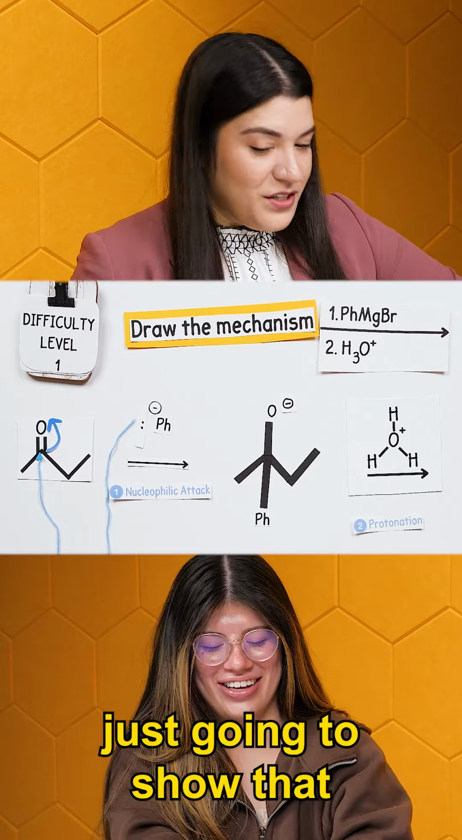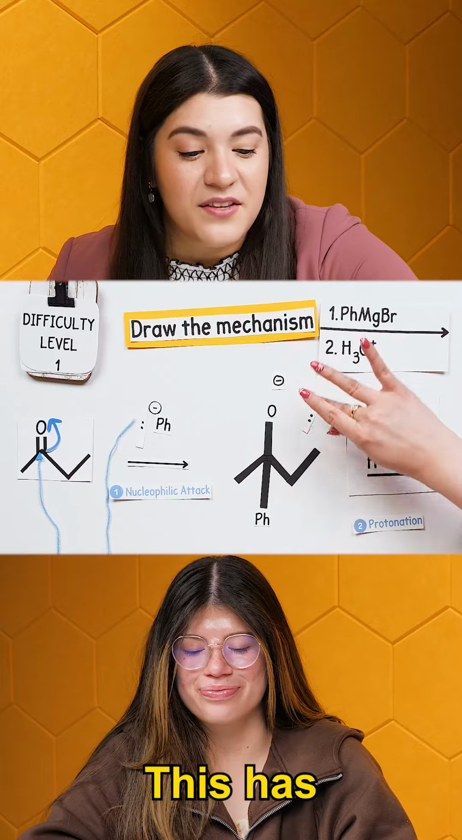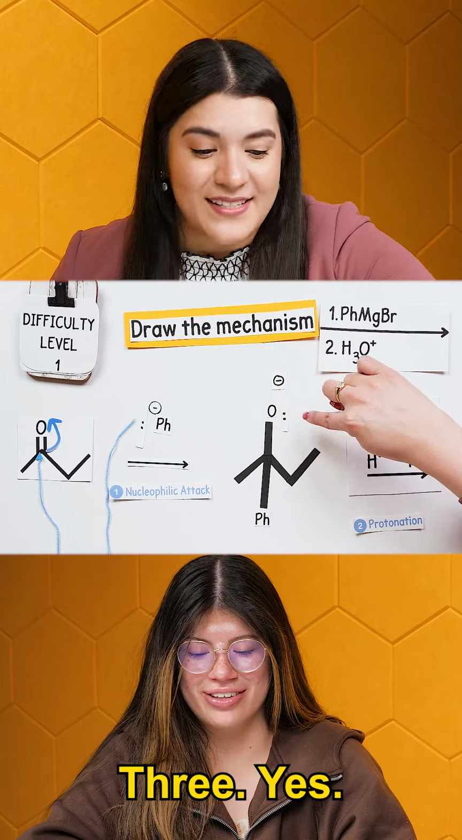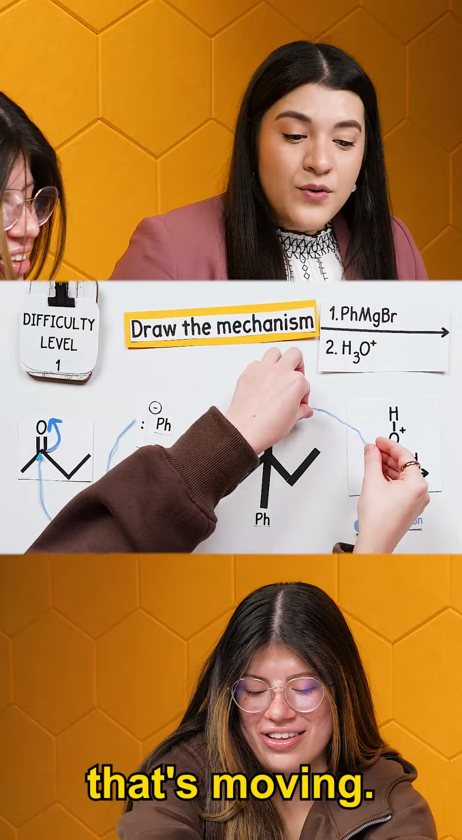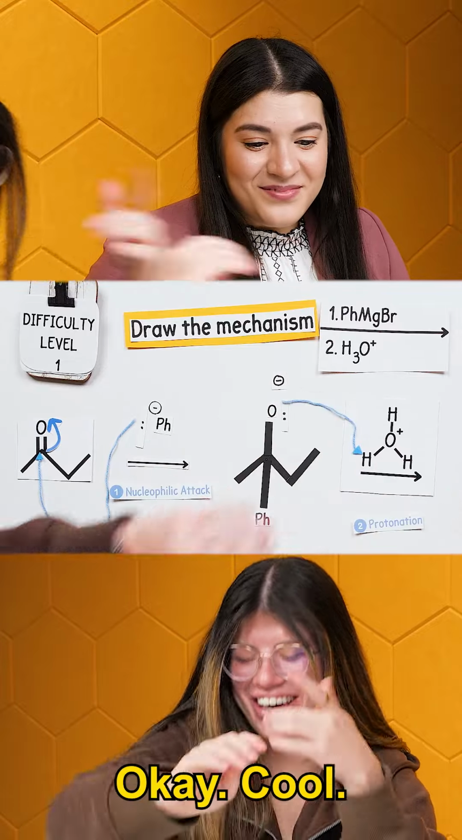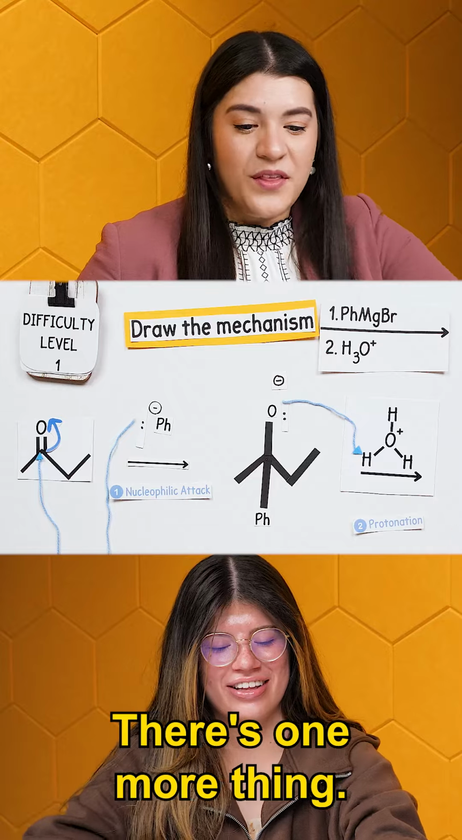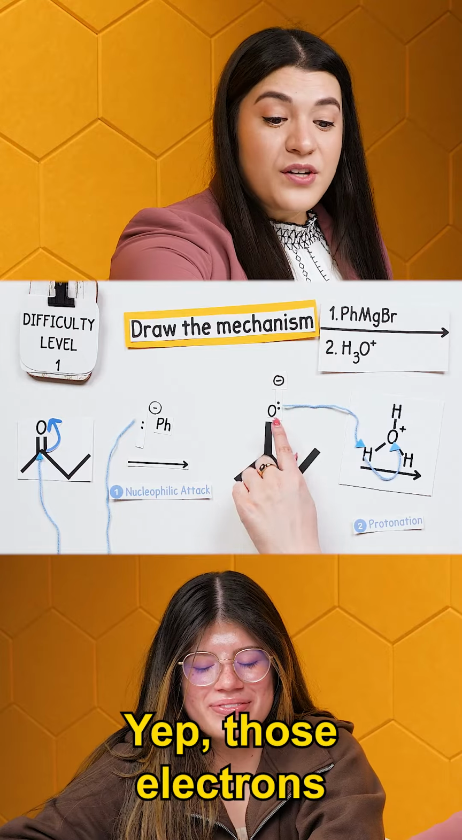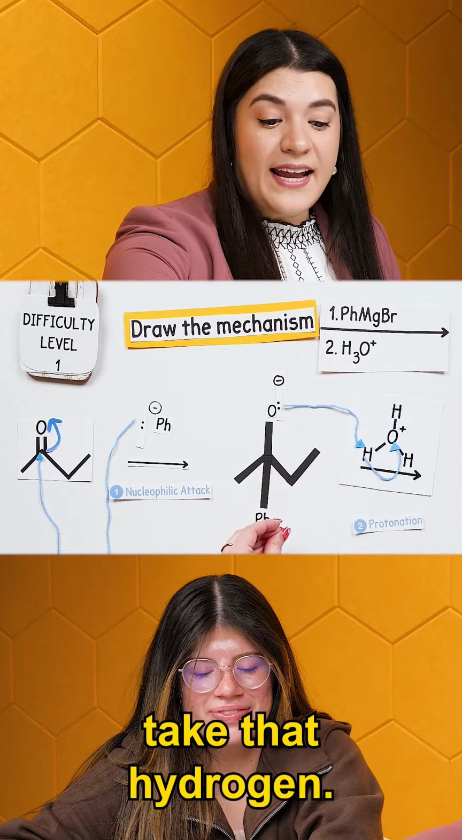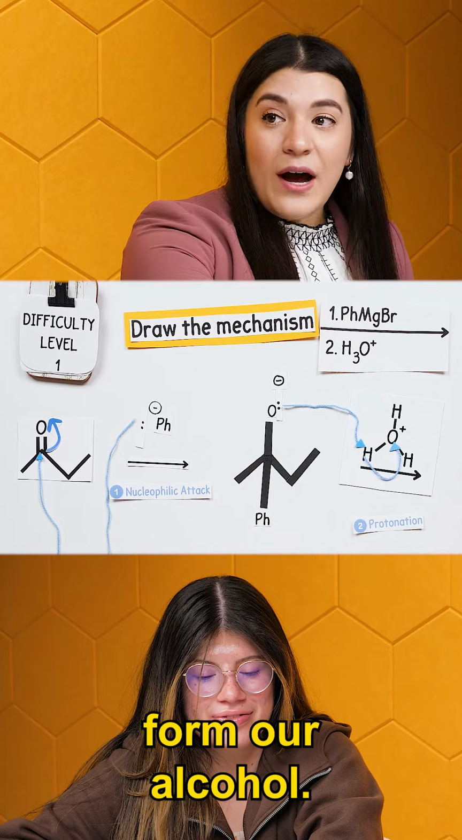Then I'm just going to show that there are lone pairs here. This has how many lone pairs in total? 3. Yes, but I'm just showing the one that's moving. There we go. And then keep going. There's one more thing. Yep, those electrons are now going to take that hydrogen. That's how we're going to form our alcohol.